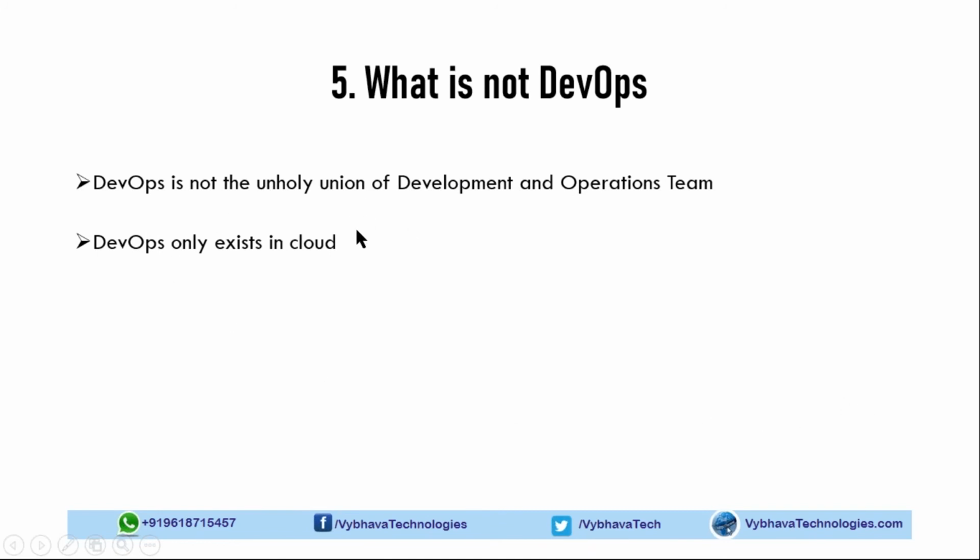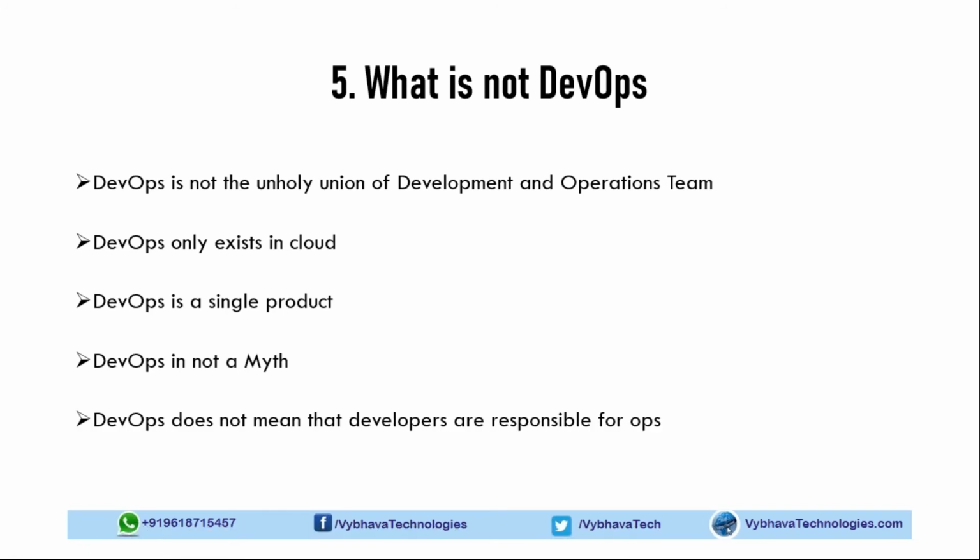DevOps is not wholly a union of the development and operations teams. Okay, so it is not just a union; it is collaborative work, working together. No name-and-blame stories. So everything is maintained by one particular team, and you are going to focus on a single product, one product. And DevOps is not a myth. It is not a product.